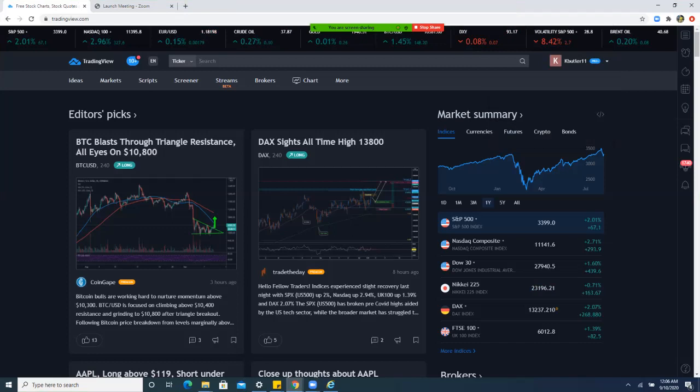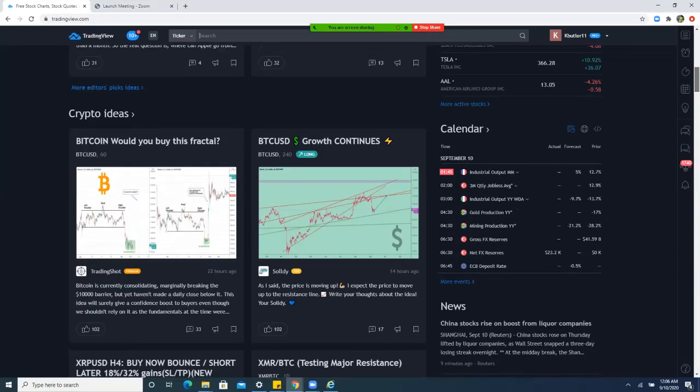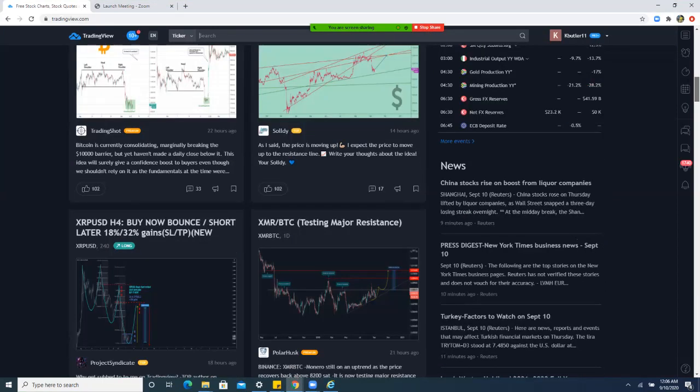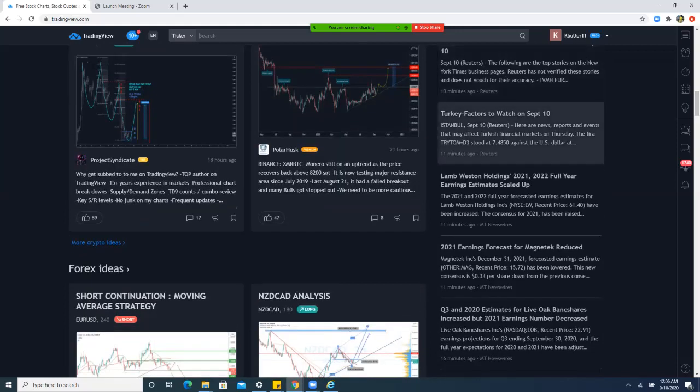You also get market summaries. You get people that are really good in trading, their ideas in the market that you can look at for different things or different ideas, or just to see what other people are seeing on the charts that you may be looking at. Different news that comes out, so you can see different news.